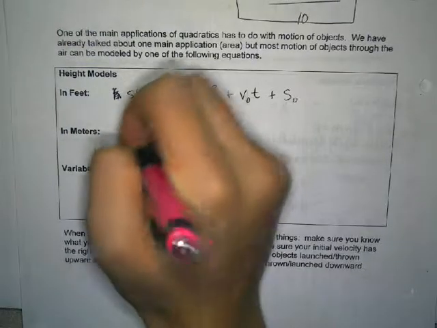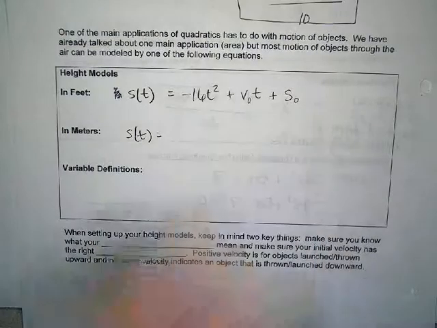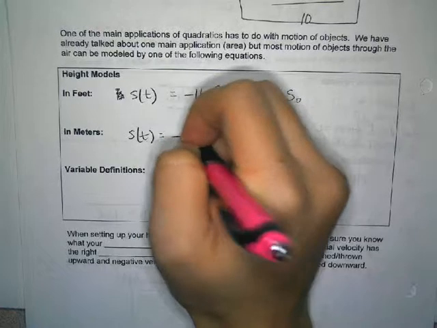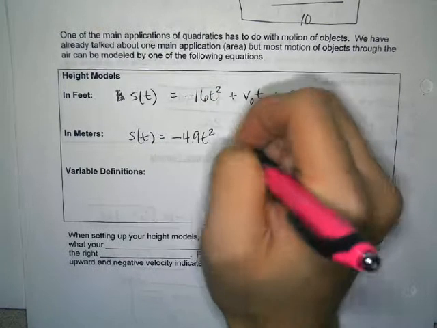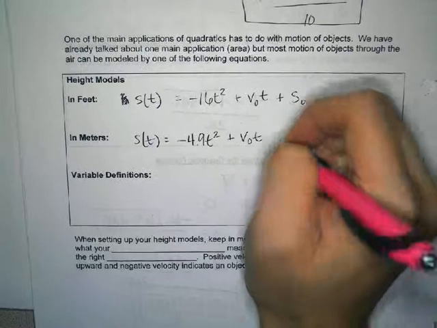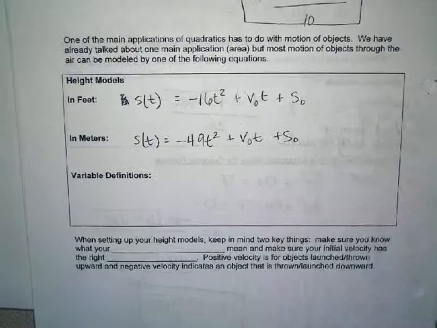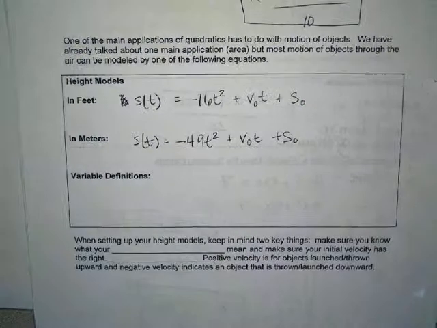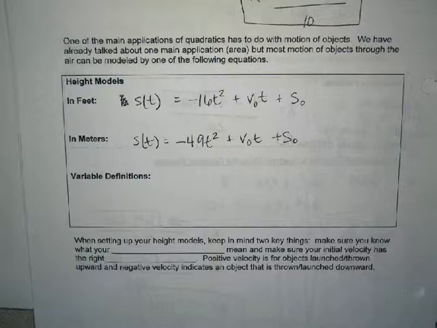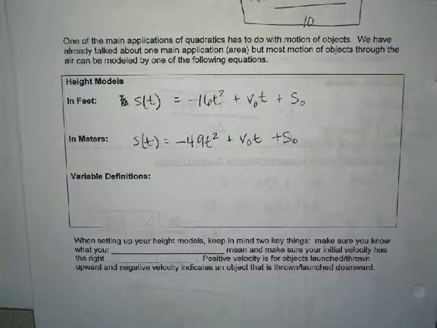You use the first one if you're in feet. You use the second one if you're in meters. The reason we have two different ones, and all the variables are the same, the only number that changes is the one in front of t squared. But that's because when you're talking about heights, it's either measured in meters or in feet, and so you have to be able to work with both.